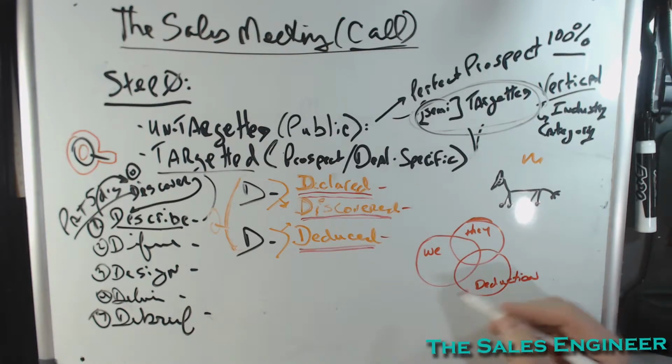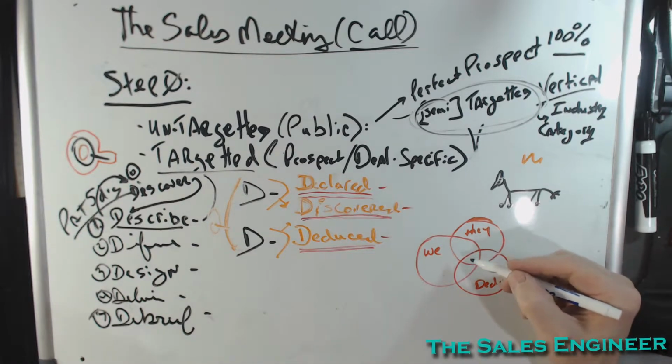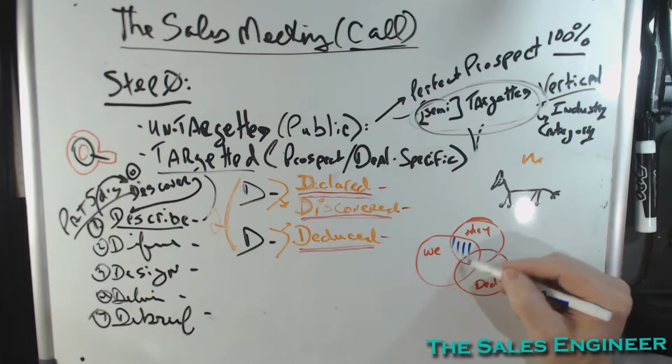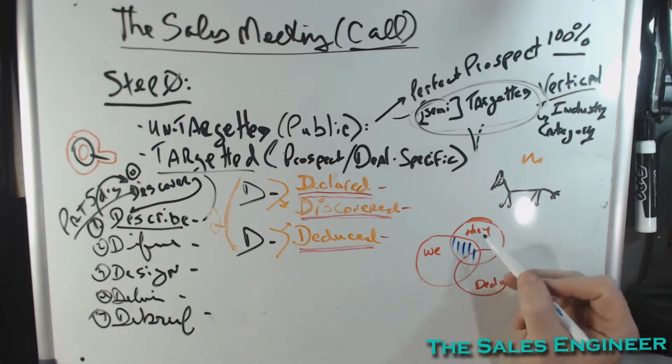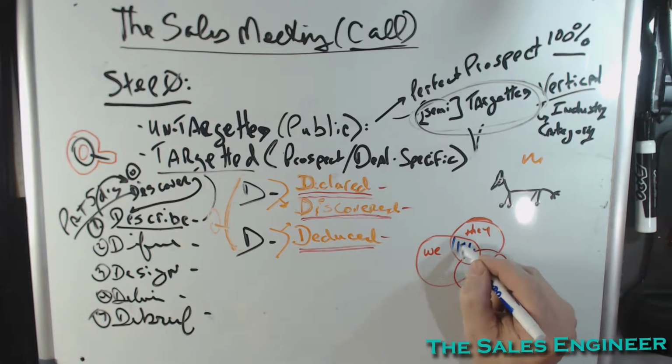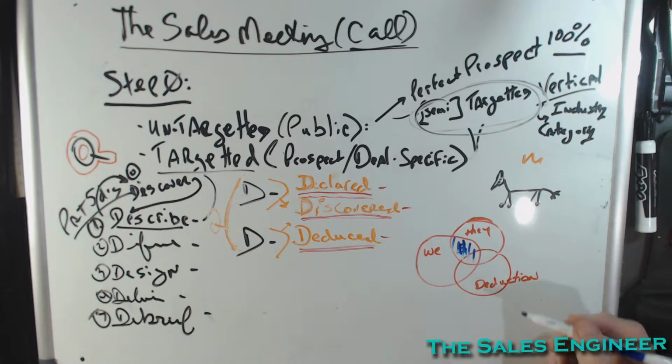Now, I draw it like this because normally what people will do, just regular old people, is they'll say, well, all you have to do, Pat, is figure out what we do and what they do, and boy, there's the sales in the middle. There's your big old dollar sign. It's not true. It's naive to look at it like that.